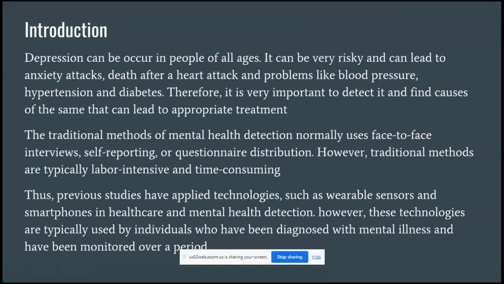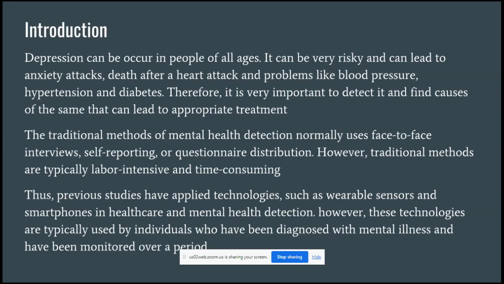It can be very risky and can lead to anxiety attacks, death after heart attack, and problems like blood pressure, hypertension, and diabetes. So therefore, it is very important to detect it and find causes of the same that can lead to appropriate treatment. The traditional method of mental health detection normally uses face-to-face interviews, self-reporting, and consultation.